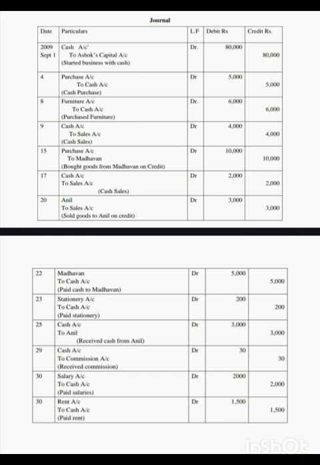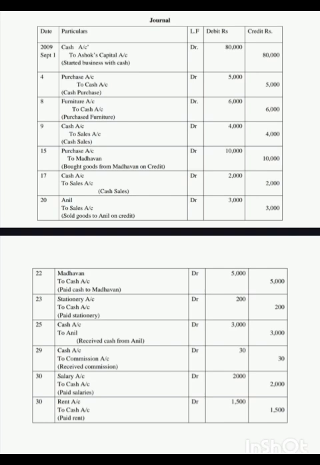20th September, sold goods to Anil on credit 3,000 rupees. In this case, Anil account is a personal account because he is a debtor, a person who owes money to the business. We debit Anil account, debit the receiver. Sales account, being a nominal account, income, is credited, credit all incomes and gains.